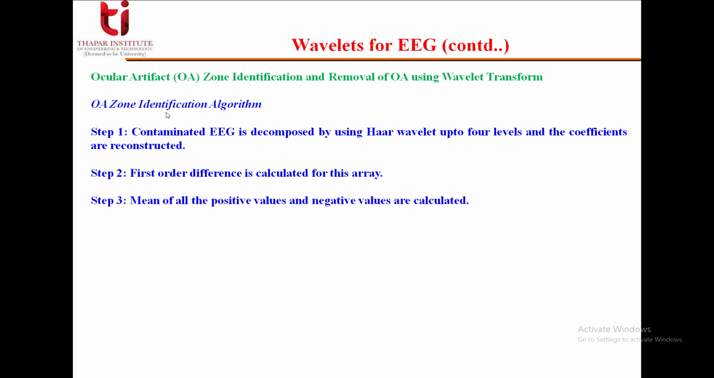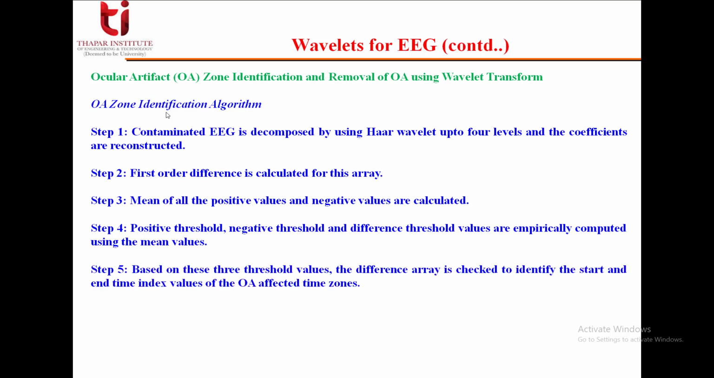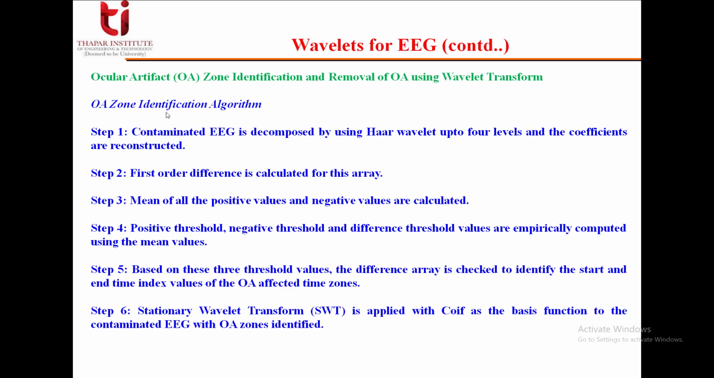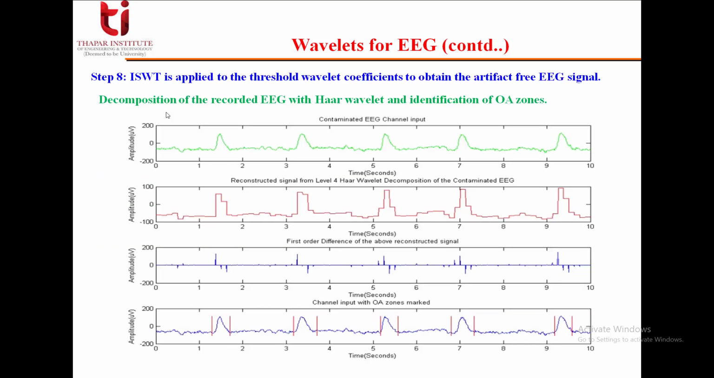We are calculating from this array the mean of all the positive values and negative values, and then the positive threshold, negative threshold and difference threshold values are empirically computed using the mean values. Now based on these three threshold values, the difference array is checked to identify the start and end time index values of the ocular artifact affected time zones. Then the stationary wavelet transform is applied with coif as the basis function to the contaminated EEG with ocular artifact zones identified. For each identified ocular artifact zone, successive thresholding algorithms are applied to threshold the wavelet coefficients, and then the inverse stationary wavelet transform is applied to the threshold wavelet coefficients to obtain the artifact-free EEG signal.